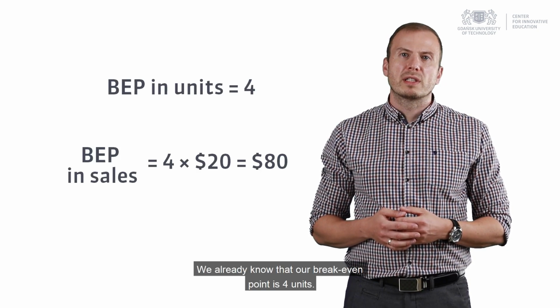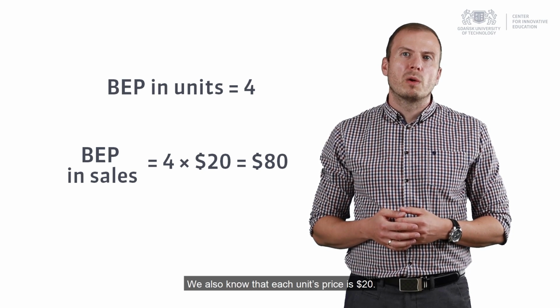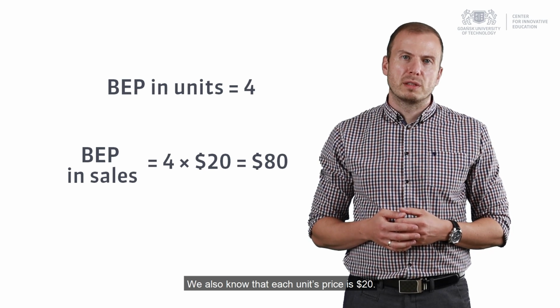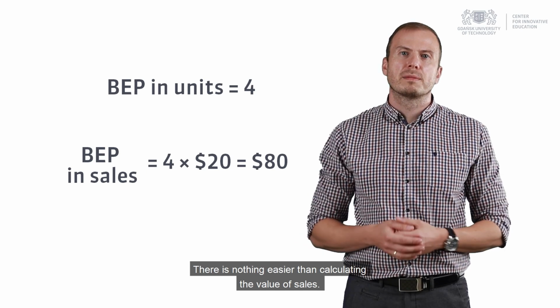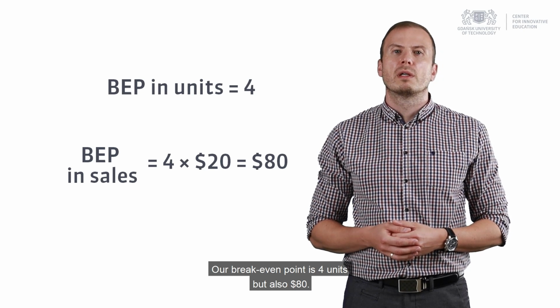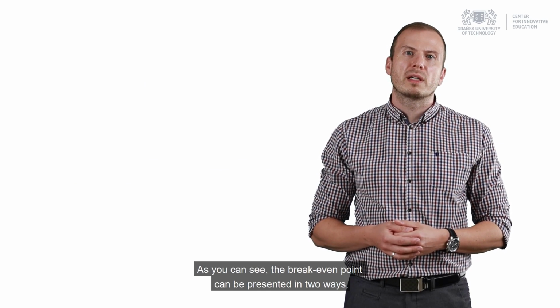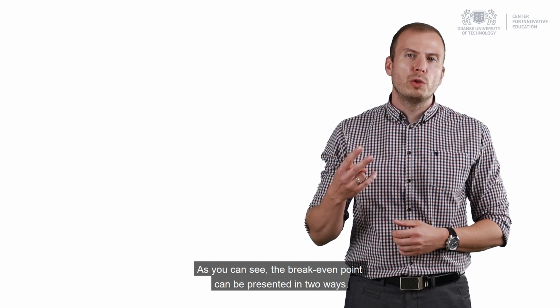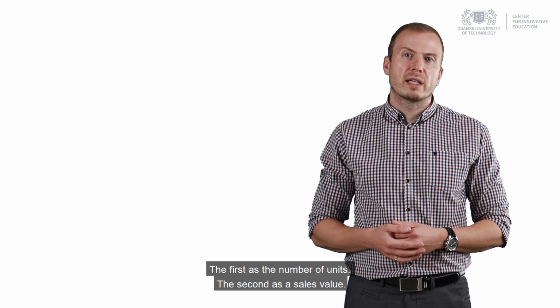We already know that our break-even point is 4 units. We also know that each unit price is $20. There is nothing easier than calculating the value of sales. Our break-even point is 4 units, but also $80. As you can see, the break-even point can be presented in 2 ways. The first as a number of units, the second as a sales value.